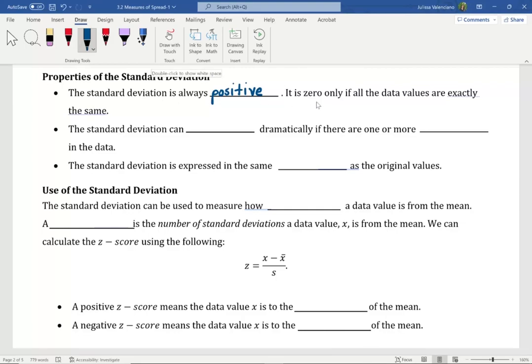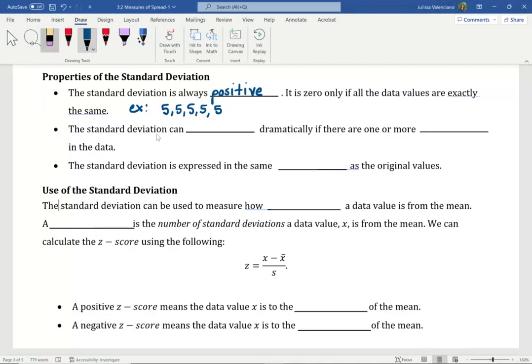Now, the standard deviation can be equal to 0 only if all the data values are exactly the same. So for example, let's say your data set is 5, 5, 5, 5, 5. If you find the standard deviation of this data set, you're going to get 0.